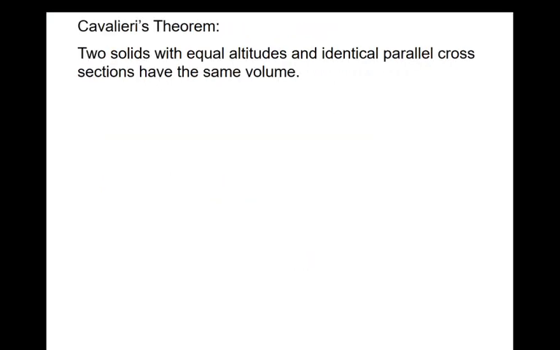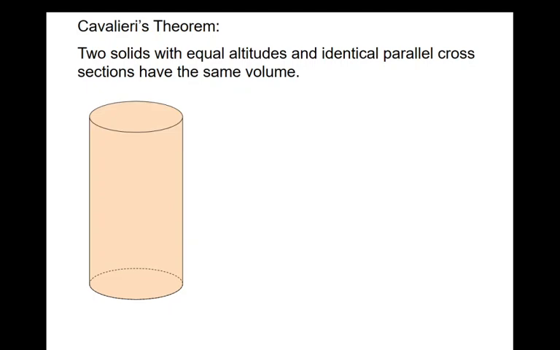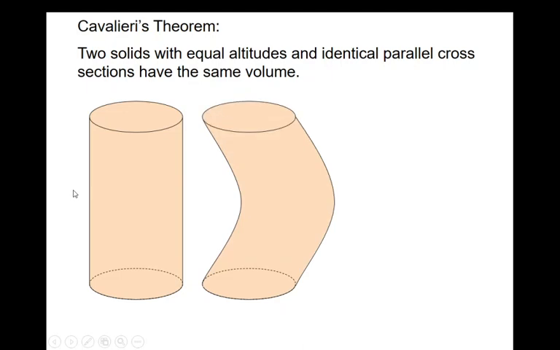Now, Cavalieri's theorem says that 2 solids of equal altitudes and identical parallel cross sections have the same volume. Okay? And all that means is that if I have this cylinder and this cylinder, they have exactly the same volume. And it doesn't look like it, does it?